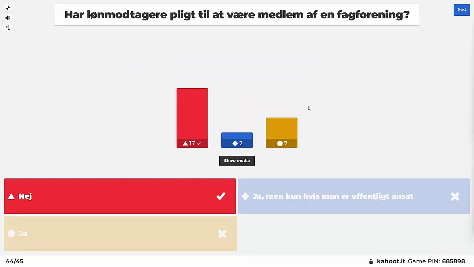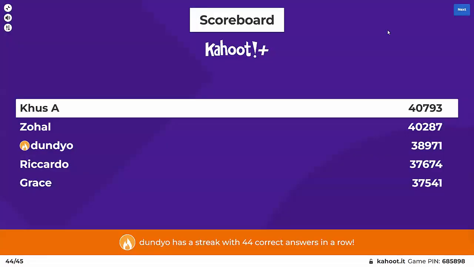Oh, it's looking like a curveball question on this one. 9 people got this wrong. You don't have an obligation to be a member of a fagforening in Denmark, okay? Even though about 70% of all employed people are members of a fagforening. Let's see what happened to the top 5. It didn't touch anybody in that top 5.